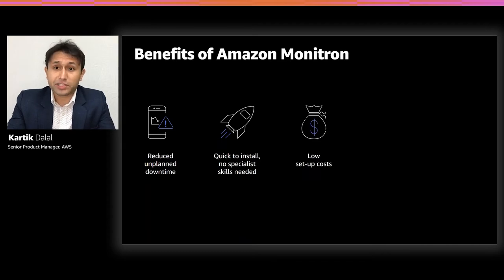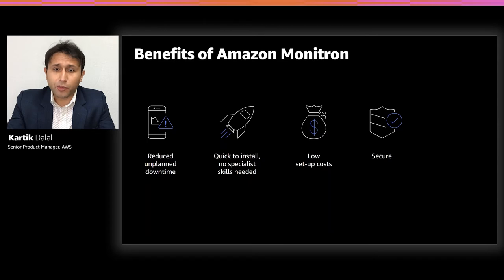Amazon Monitron offers a cost-effective way to start monitoring your machines. The cost of using Amazon Monitron sensors is a fraction of the cost of using conventional sensors. The Monitron service is pay-as-you-go, so you only pay for the period of time you use the service. There are no long-term commitments or licensing fees.